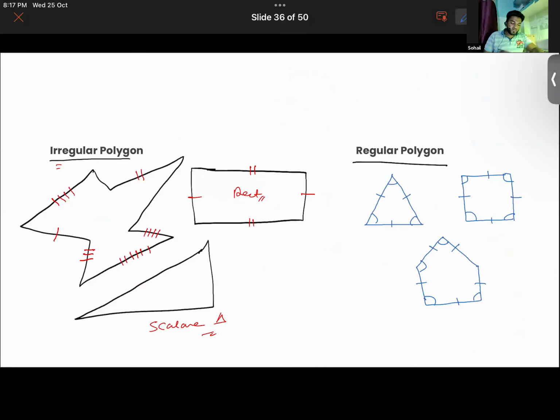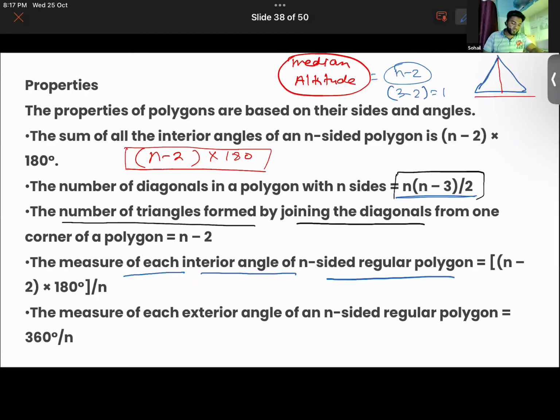Look here. You should remember this: it's a triangle, then a quadrilateral, then pentagon, then hexagon, septagon, octagon, nonagon, and then decagon. Yes, right, sir. So this much you need to know.